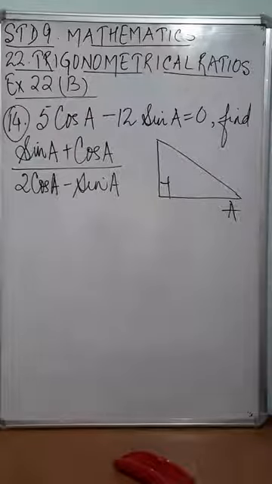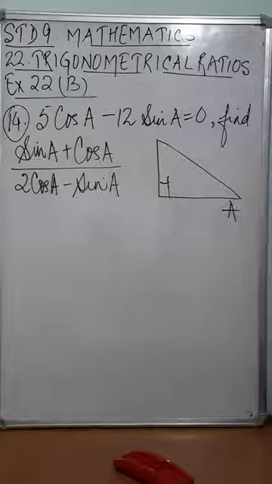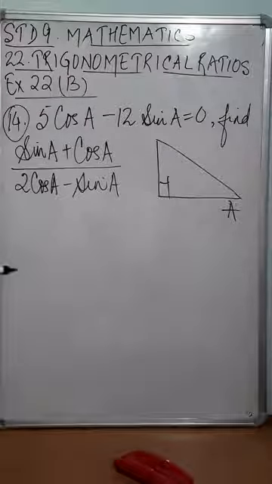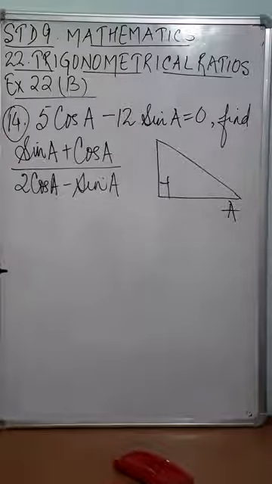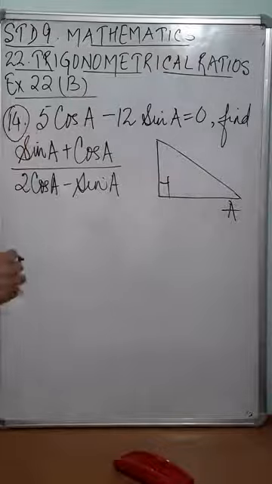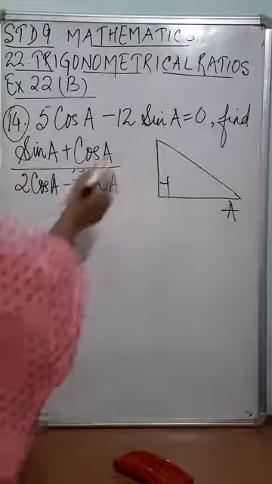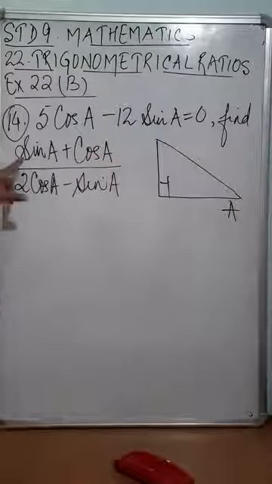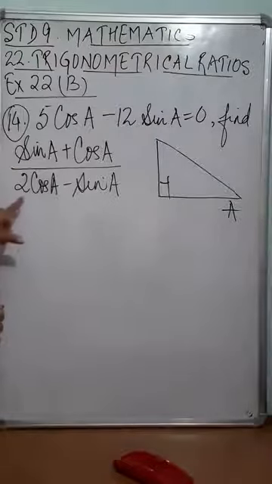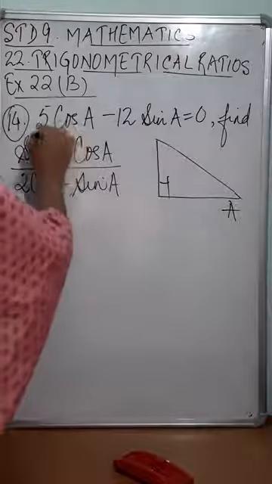Good morning. In continuation with trigonometrical ratios exercise 22b, this was a doubt one of you had asked me in the previous class, so I'll work it out for you. If 5 cos A minus 12 sin A equals 0, find sin A plus cos A by 2 cos A minus sin A.